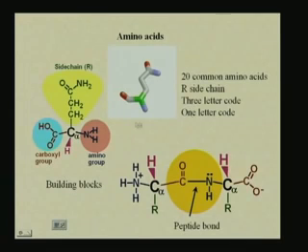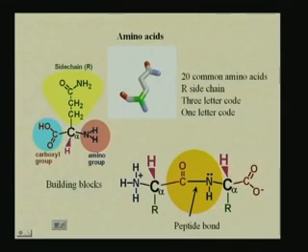1-letter code. If we go to this amino acid, this side chain corresponds to the amino acid glutamine. The 3-letter code for glutamine is GLN and the 1-letter code is Q. So it's something that you ought to remember regarding the amino acids.